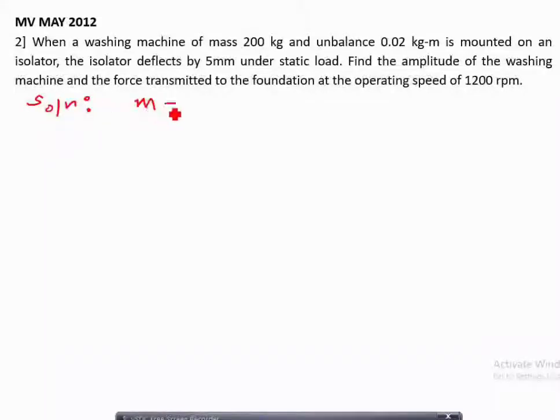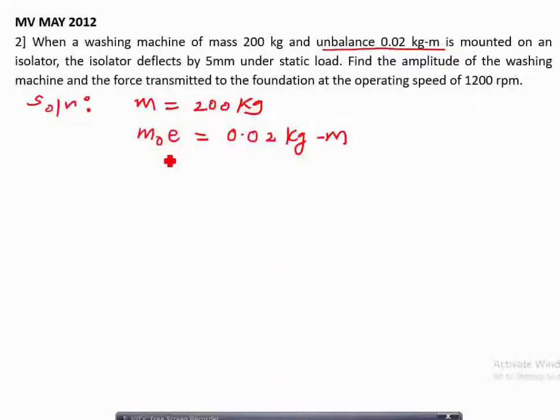So given m is equal to 200 kg and the unbalance. Again they have given the unbalance of 0.02 kg meter, so they have given us mε directly. So this again is the same problem as problem number 1. Slightly there is a small change. Let us understand what is the small change. So mε is given as 0.02 kg meter, mounted on the isolator.